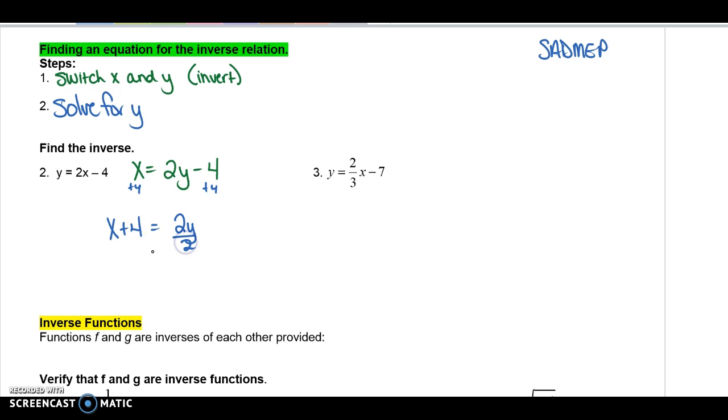Next, we would divide both sides by 2. So our final equation would be x plus 4 all over 2 equals y. That is the inverse of the original function y equals 2x minus 4.